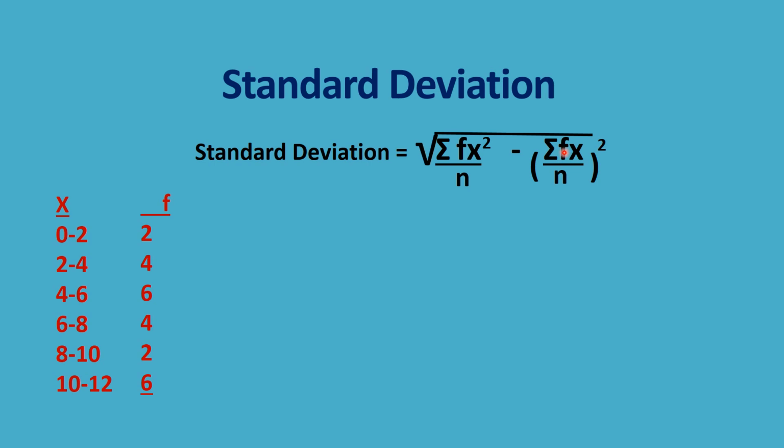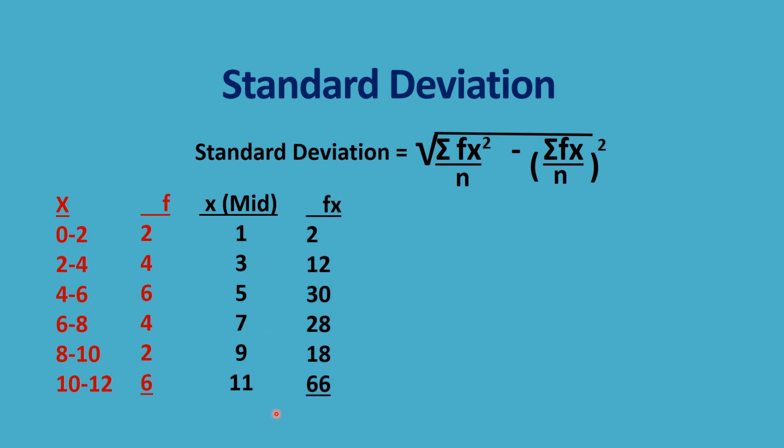Now let us see how this calculation is done. See, the x values are given as a continuous series and the frequency is also given. Now the calculation is done by finding the mid values of x. The mid value of each class interval is found first, then fx is calculated. Fx means this frequency into mid value. 2 into 1 is 2, 4 into 3 is 12. Like that, fx is calculated.